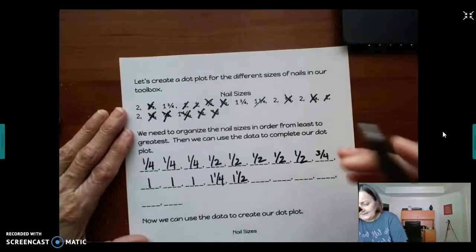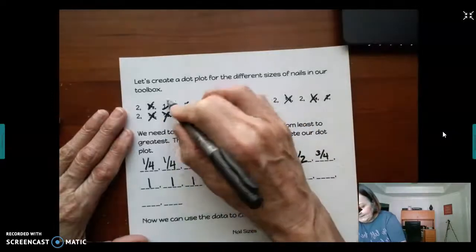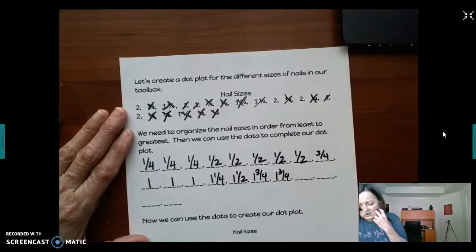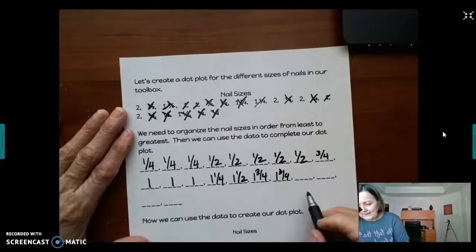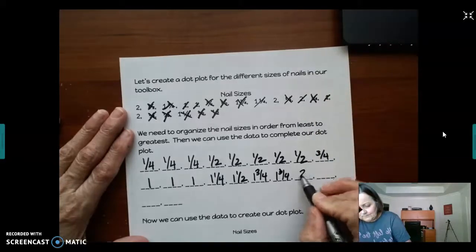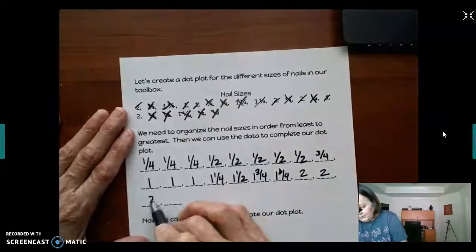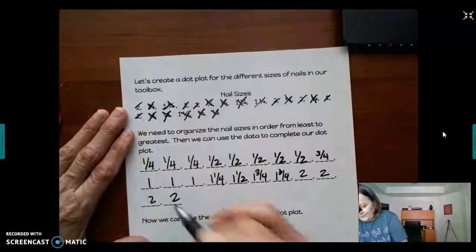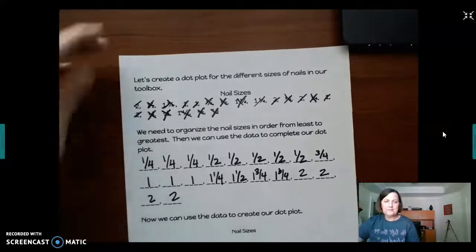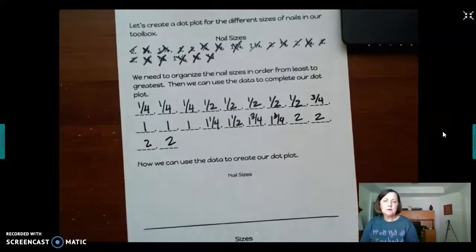And then the next size up would be 1 3/4 inches. And there's another 1 3/4 of an inch. And then we have 2 inches, 2 inches, and 2 inches. So now I have my information organized in least to greatest. So let's use this data here to create our dot plot.